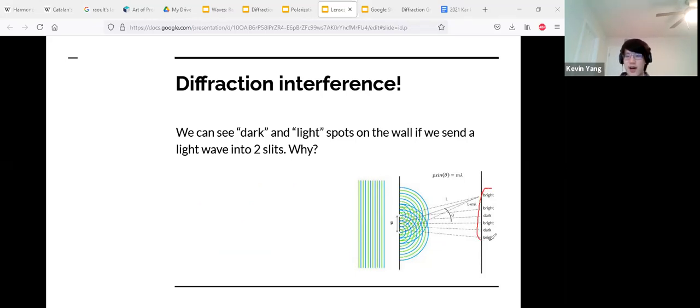We're going to see bright spots on the back wall. We're going to see bright spots where we have constructive interference, and dark spots where we have destructive interference. So this is diffraction and interference working together to create these dark and light bands. Bright and dark bands. Okay. Does anybody have any questions?